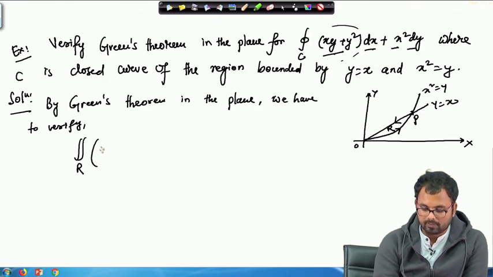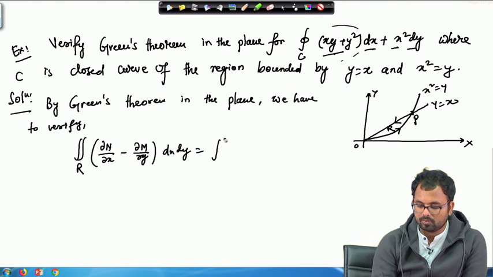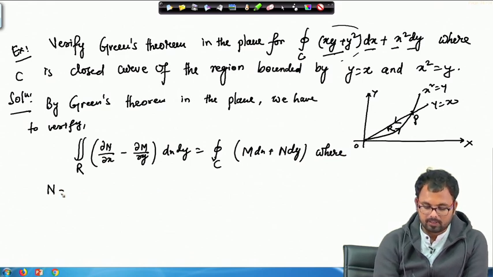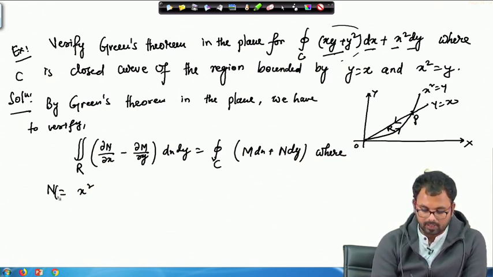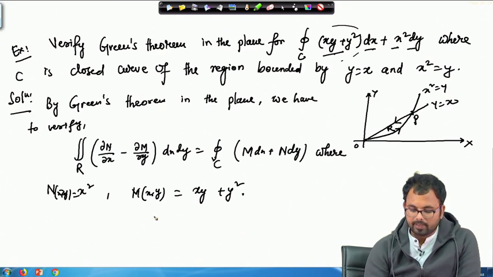By Green's theorem in the plane, this we have to verify: the double integral of (∂N/∂x − ∂M/∂y) dx dy is equal to the line integral over C of M dx plus N dy, where N(x, y) is x² and M(x, y) is xy + y². So these are our M and N.